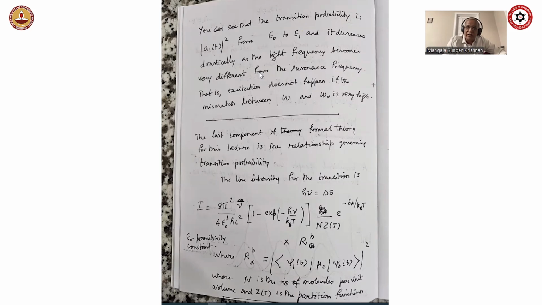Therefore, excitation does not happen if the mismatch between omega and omega naught is very high. If there is no mismatch, there is maximum excitation. Molecules go up and come down with very large amplitude. The final component is the intensity of this transition.